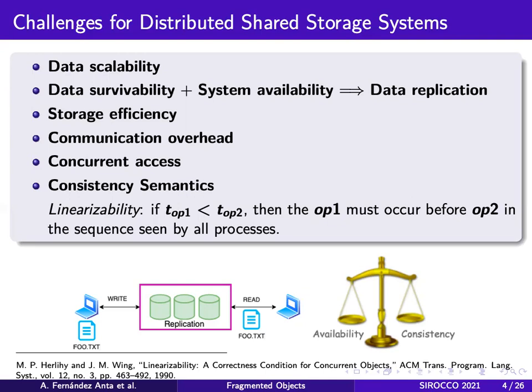Linearizability is a strong consistency model where accesses are ordered according to a global timestamp. For example, if the timestamp of operation 1 is smaller than the timestamp of operation 2, then operation 1 must occur before operation 2 in the sequence seen by all processes. However, concurrent access to shared data may result in data inconsistency. So we must find the trade-off between the consistency of the data and the availability of the system.